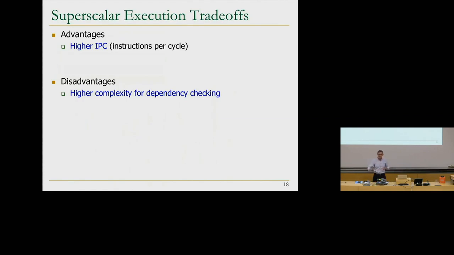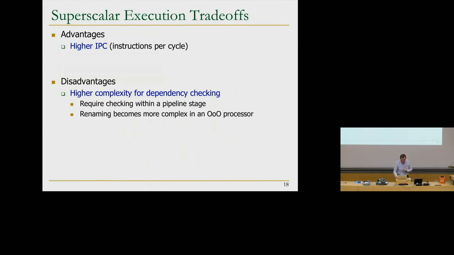It's very similar to the dependency checking logic that you really need to do in a pipeline, except you're doing it in the same cycle, right? If you're fetching 4 instructions per cycle, you need to basically figure out which instructions are dependent. So it's actually worse than the pipeline's instruction dependency checking because you need to do it very quickly. So within a pipeline stage. We didn't have that before. And also, if you build an out-of-order superscalar machine, renaming becomes more complex because you need to, as opposed to renaming 1 instruction per cycle, now we're going to rename 4 instructions per cycle, right? So you need to add all of the logic to be able to do that.